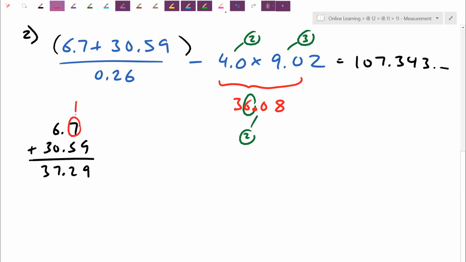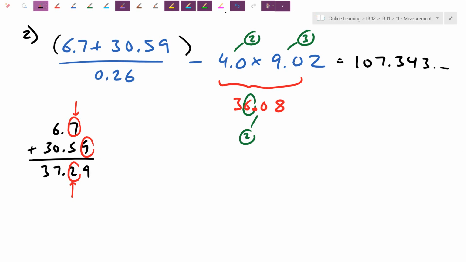This one's unsure at the first decimal place. This one's unsure at the hundredths place. I should be rounding it to 37.3. I'm not actually going to do the rounding, but I'm going to put a circle around it just to show you it behaves like it's precise and guess at that first decimal place.